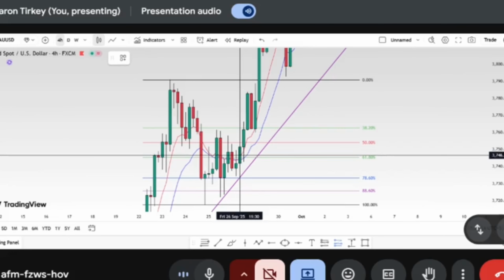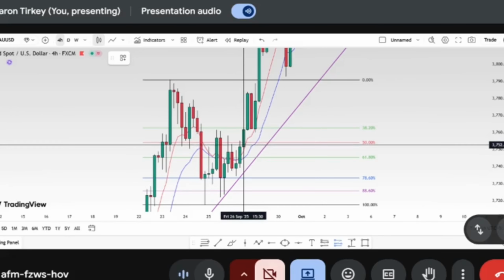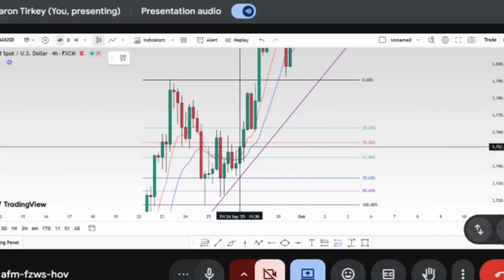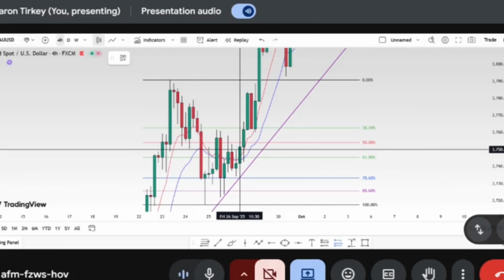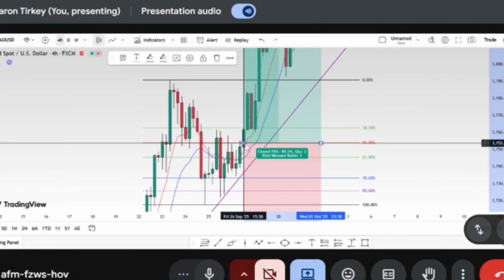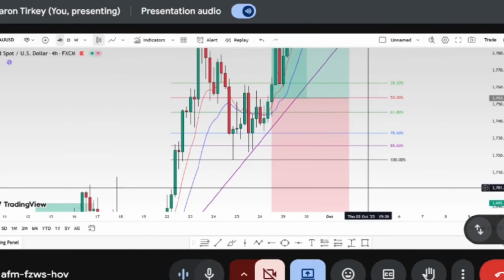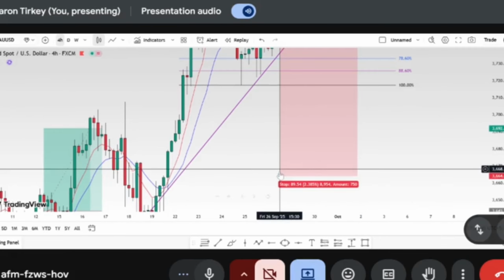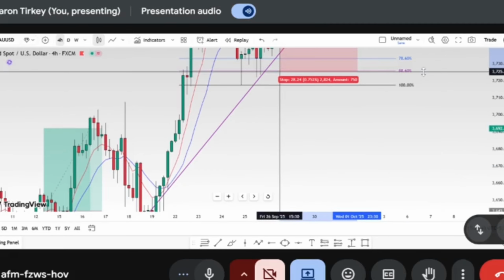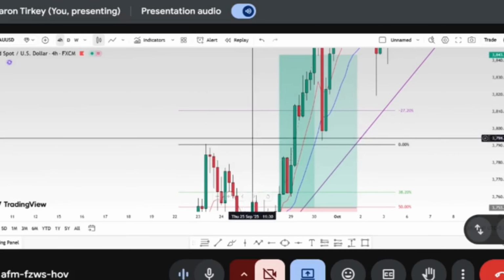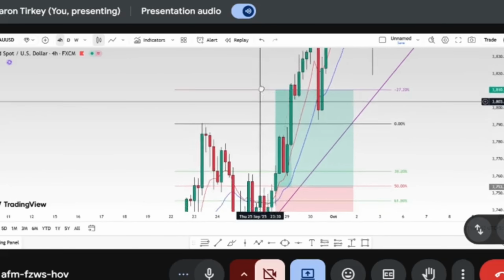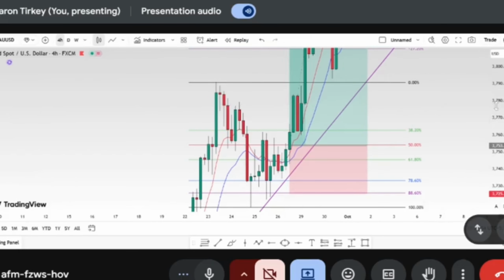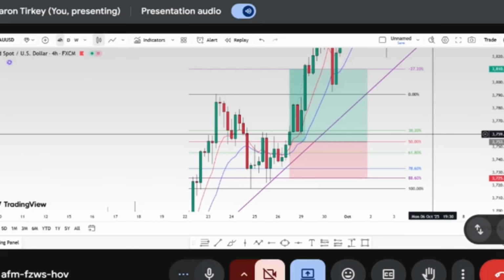If you want to enter a trade between this level, this is also good. If you want to enter at 50% or 61%, all of this is good, because between these levels is our entry area. After entry at 50%, simply set your stop loss here, and your target is minus 27% right here. Like this you should enter.